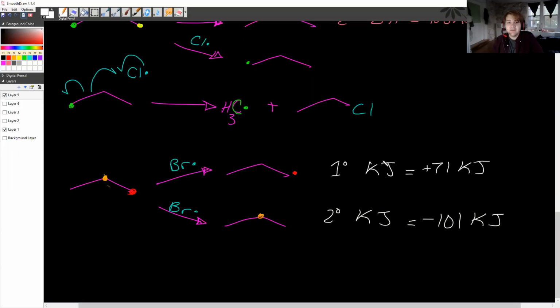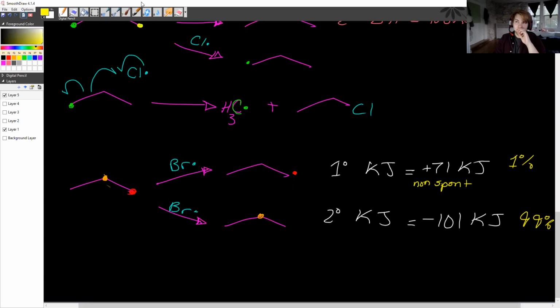Oh, so that's why it's favored at 99% for that secondary radical. 99% versus 1%. Because if we look, this is non-spontaneous, it's endothermic, and it requires that we add more energy to the reaction, where the other one is spontaneous, okay? Or at least it's exothermic.